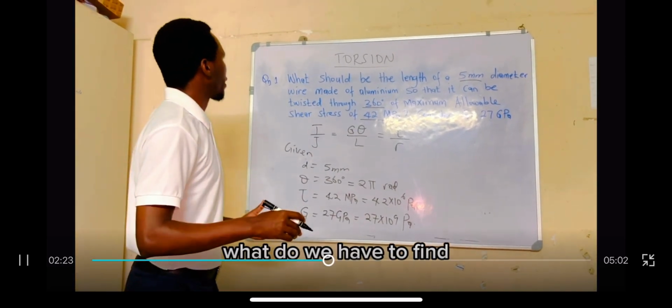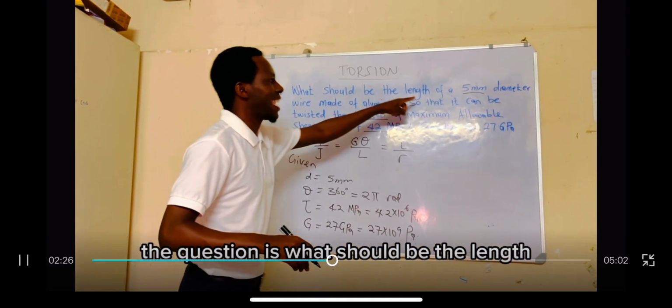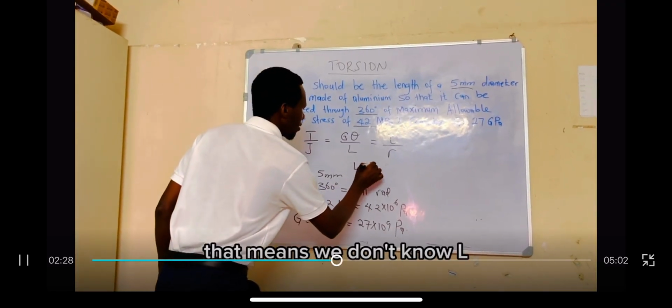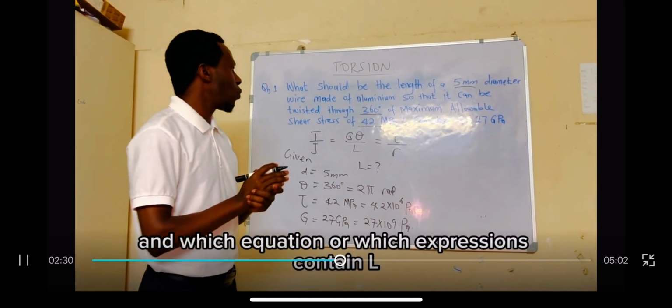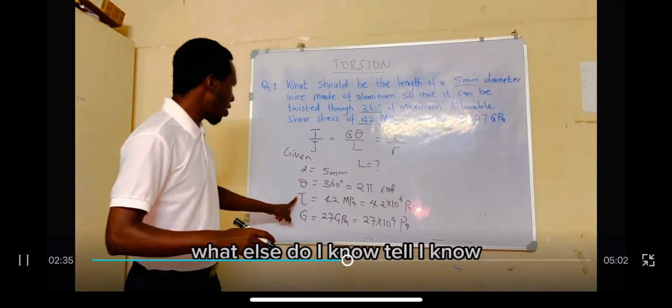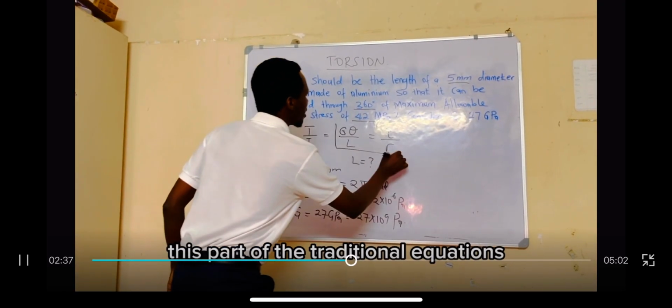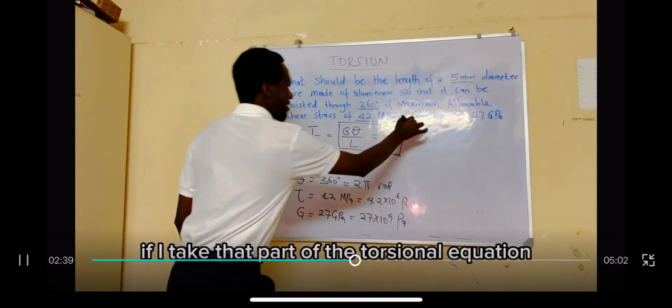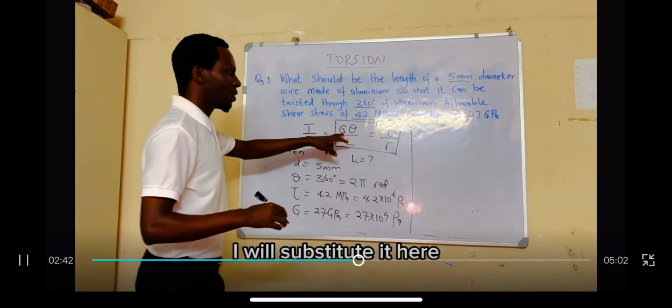What do we have to find? The question is, what should be the length? That means we don't know L. And which expression contains L? This expression. What else do I know? Tau I know. That means I have to consider this part of the torsional equation. If I take that part of the torsional equation, I will substitute it here.